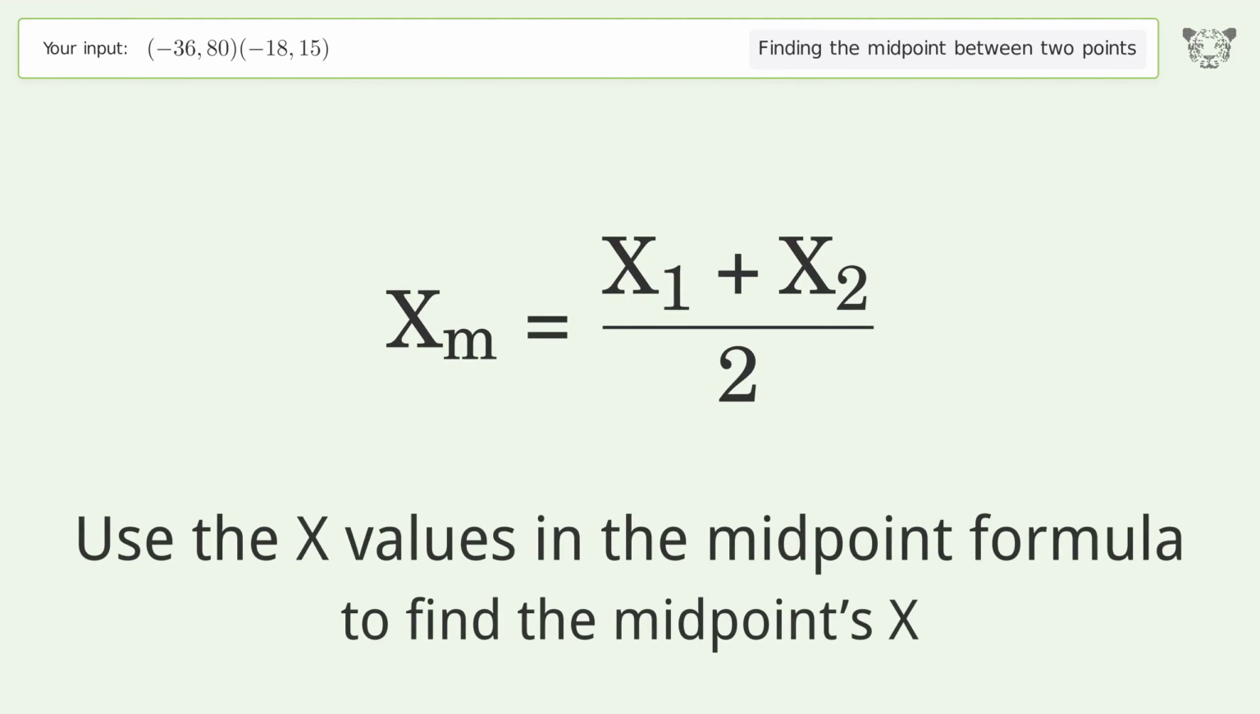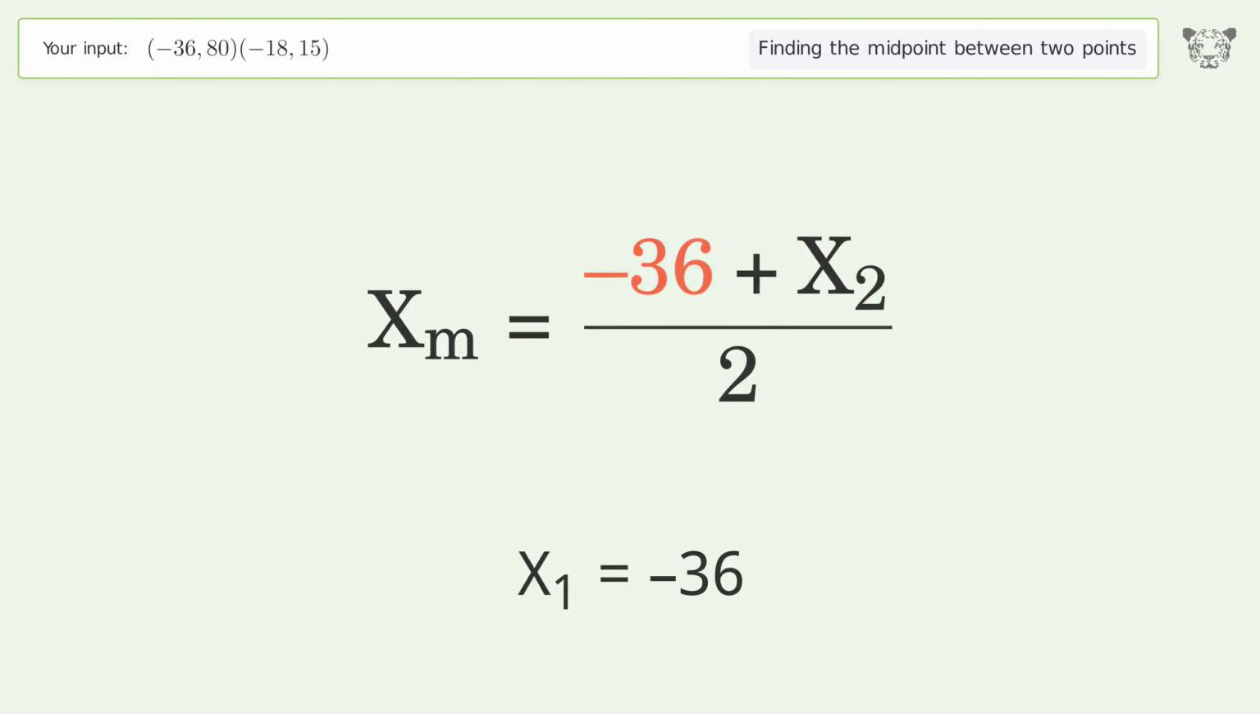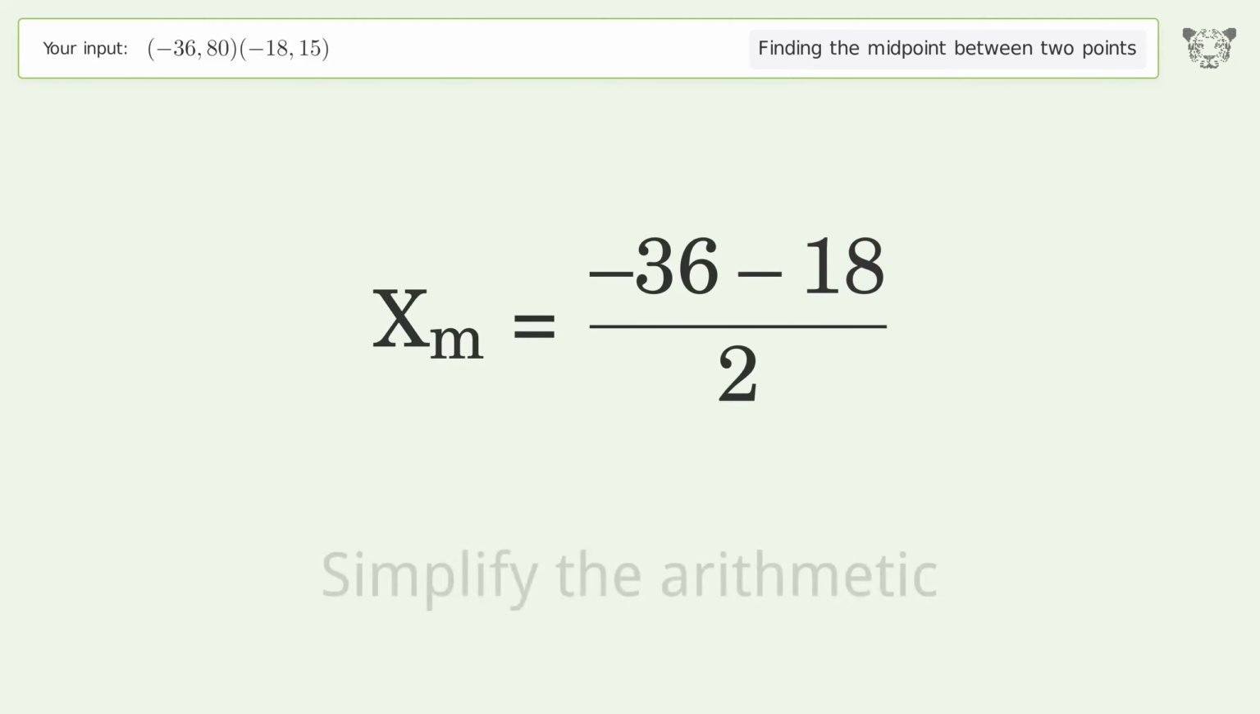Use the x values in the midpoint formula to find the midpoint's x. x1 equals negative 36. x2 equals negative 18. Simplify the arithmetic.